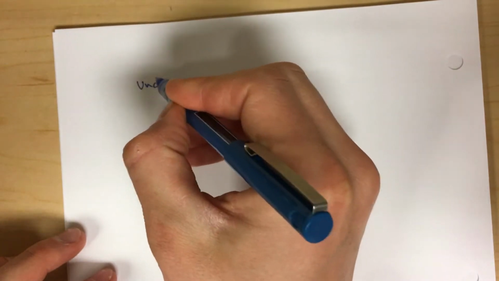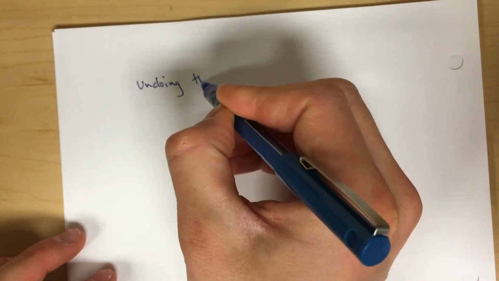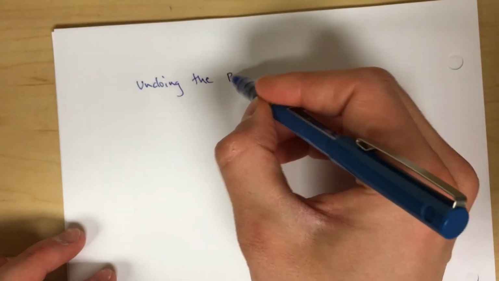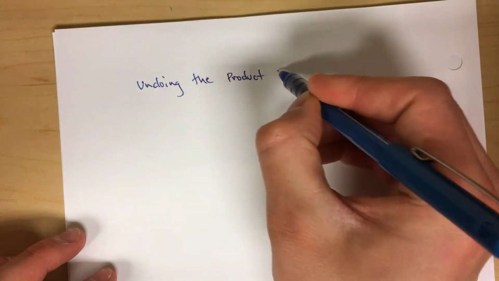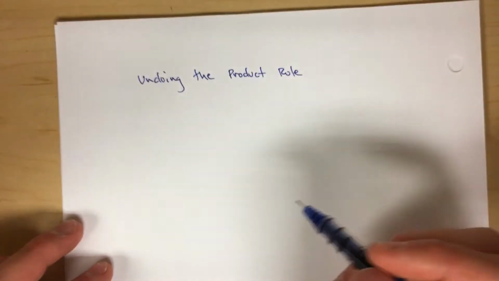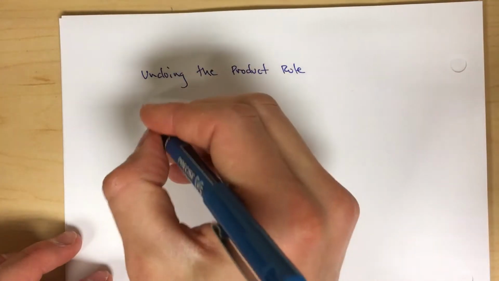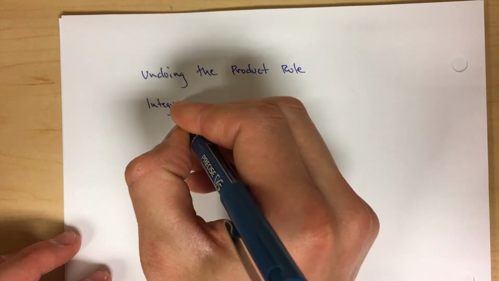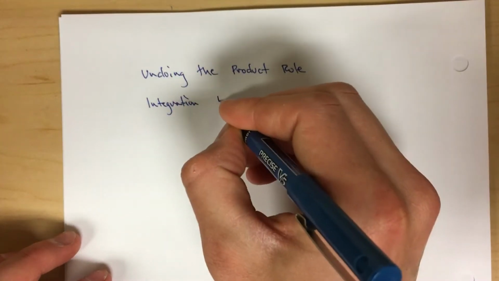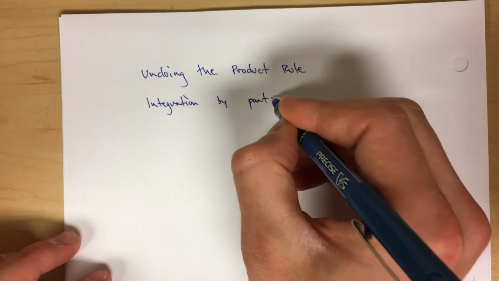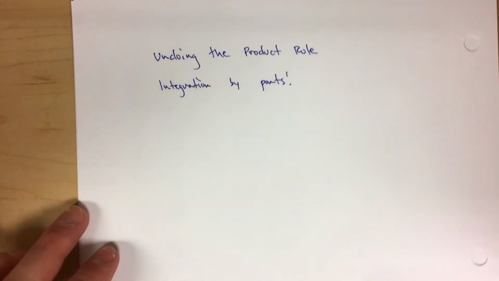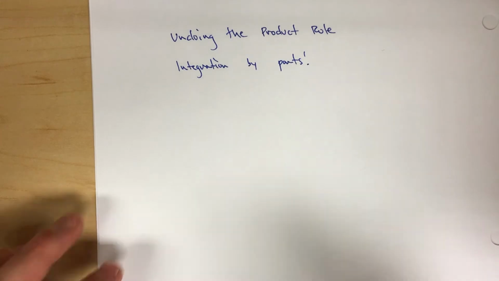Okay, so what we want to do here is basically undo the product rule of differentiation, or something like that. And this is called integration by parts. So integration by parts. All right, so let's recall some things.